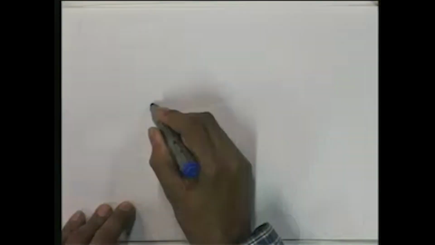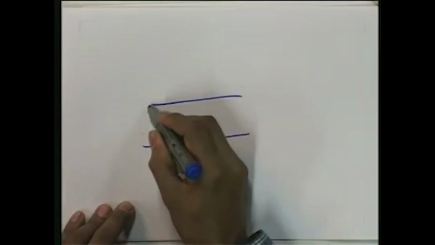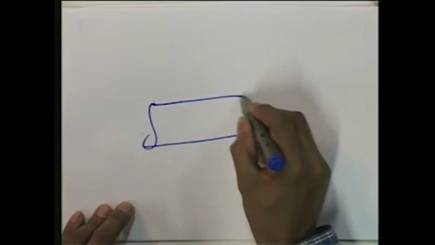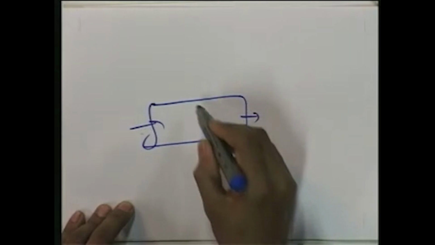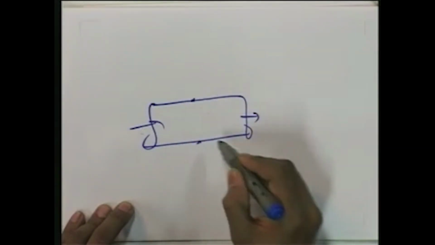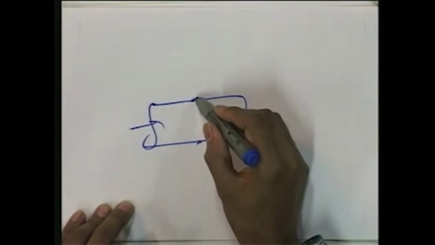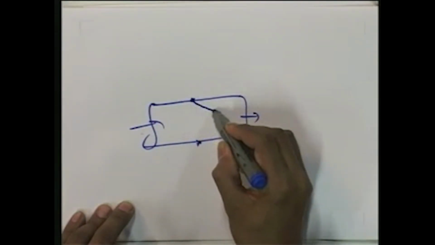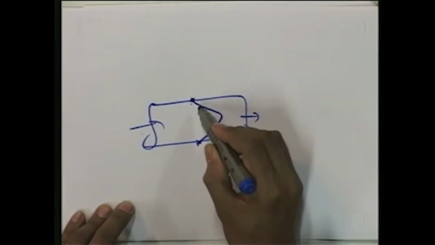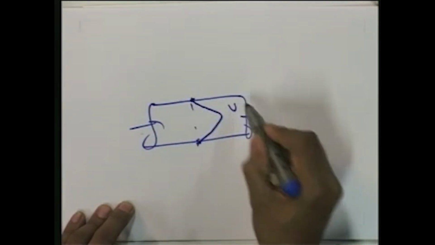So, we have to consider the no slip condition. If you consider pipe flow, say the fluid is coming like this, then the pipe is a solid surface, so the velocity should be 0 on this surface and this surface. You can see that the velocity variation is like this. So, this is the velocity.